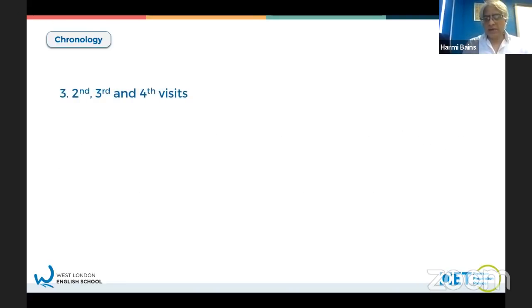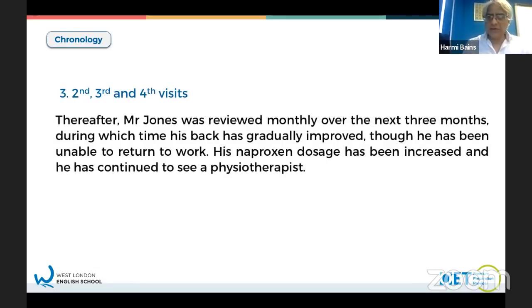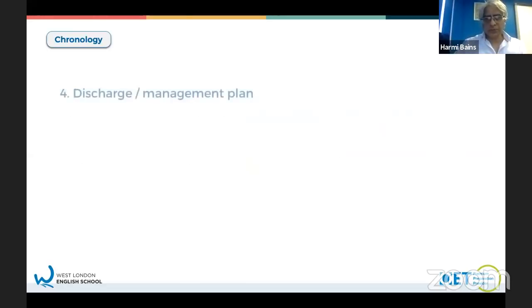And now here we're going to combine the second, third, and also the fourth visit as well. Thereafter, Mr. Jones was reviewed monthly over the next 3 months, during which time his back has gradually improved, though he has been unable to return to work. His naproxen dosage has been increased, and he has continued to see a physiotherapist. Okay, so I've finished with the most recent visit. There you can see I've gone back, and the most recent visit is the last visit I mentioned. So we've gone chronologically.